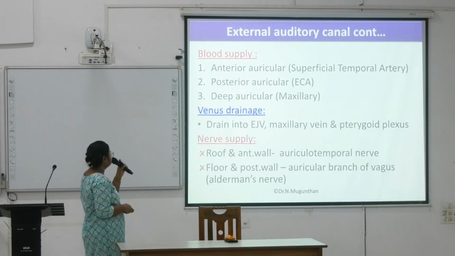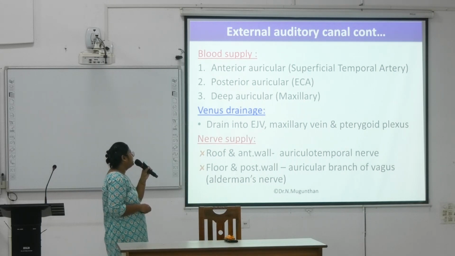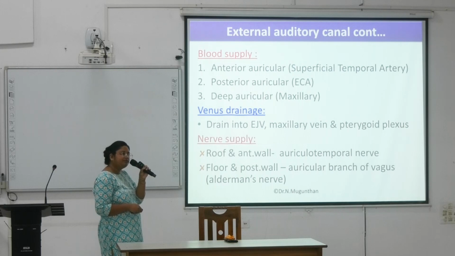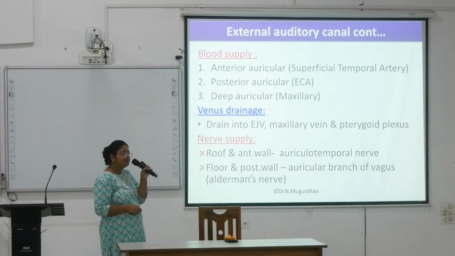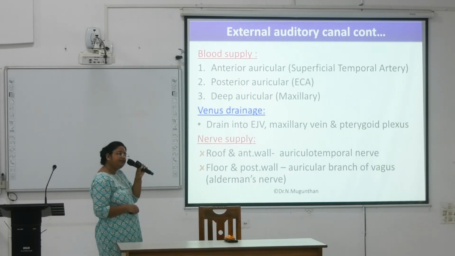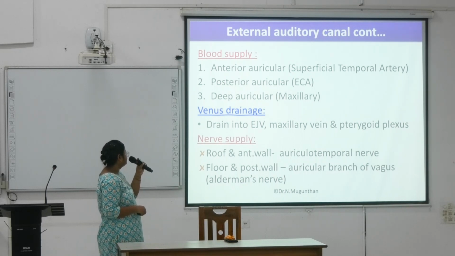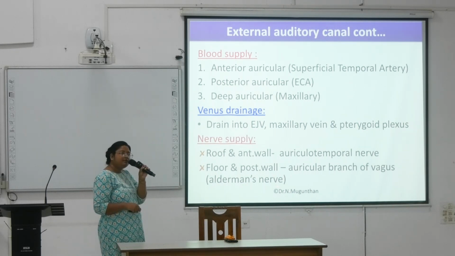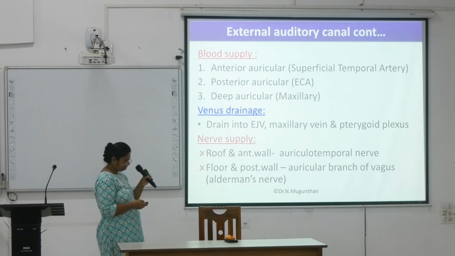Next, we go to the nerve supply. The roof and anterior wall are supplied by the auriculotemporal nerve, and these two are continuous with each other. The floor and posterior wall are also continuous, and these are supplied by the auricular branch of the vagus, Alderman's nerve. So this is the nerve supply of the external auditory canal.